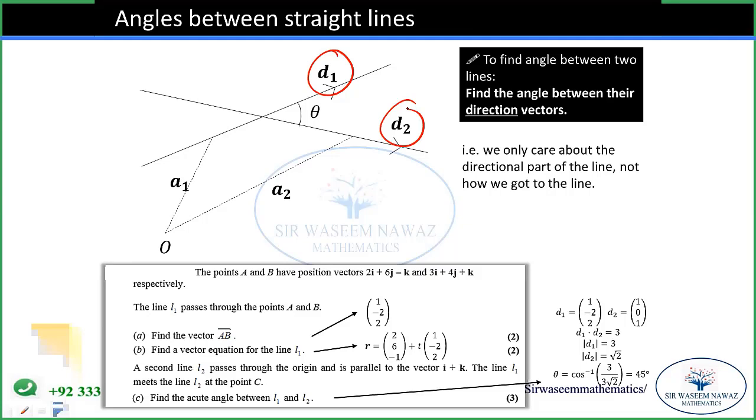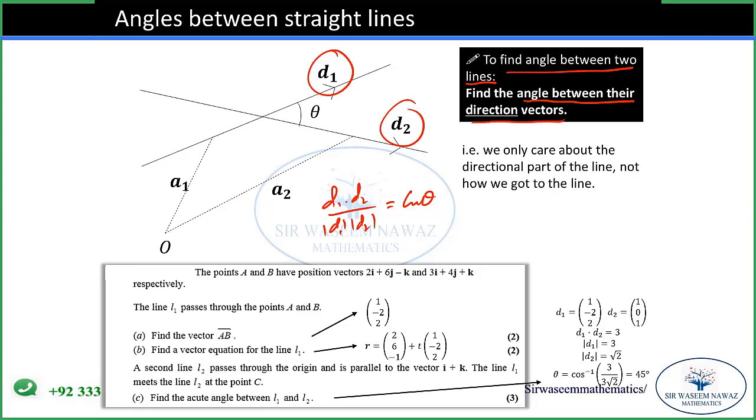Okay, no need to consider the whole line, we just take their direction vector and we use the same strategy: d1 dot d2 divided by the magnitude of the first direction vector and the magnitude of the second direction vector equals cos theta. Be careful: to find the angle between two lines, find the angle between their direction vectors, and that will be the same as the angle between the given two lines.